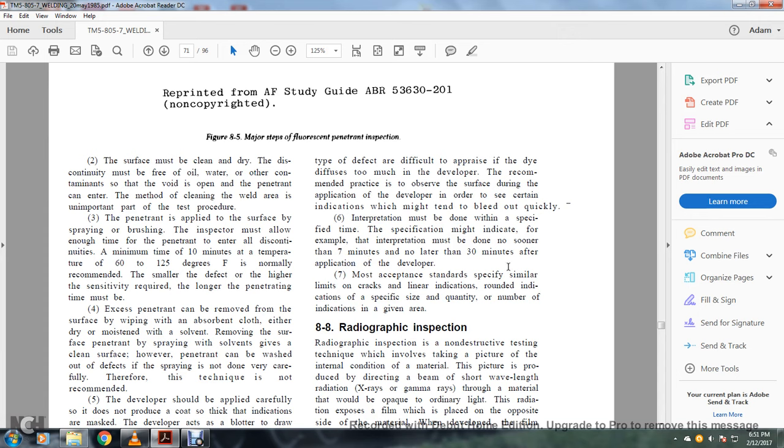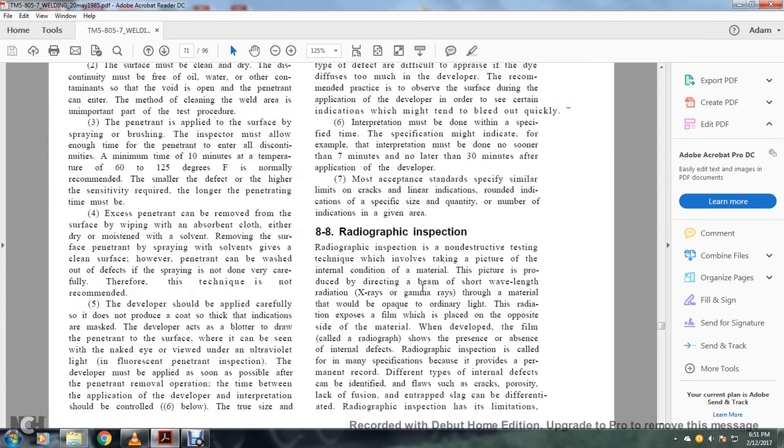7. Most acceptance standards specify limits on cracks and linear indications, on rounded indications of a specific size, and on the quantity and number of indications in a given area.